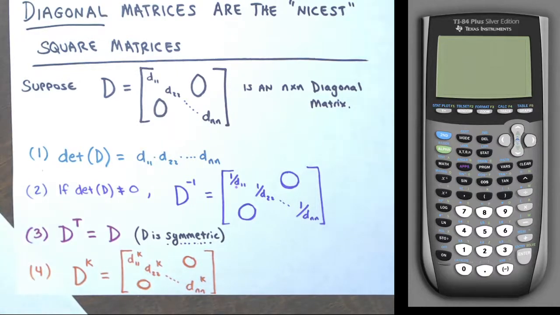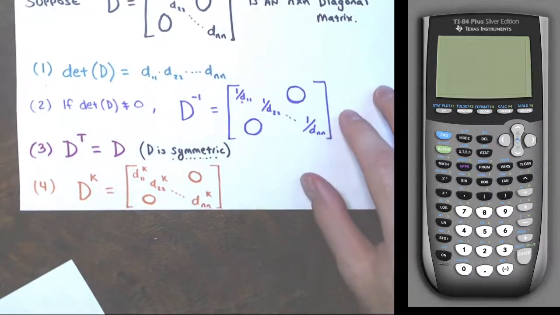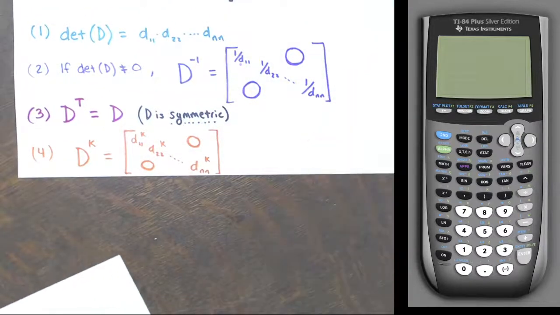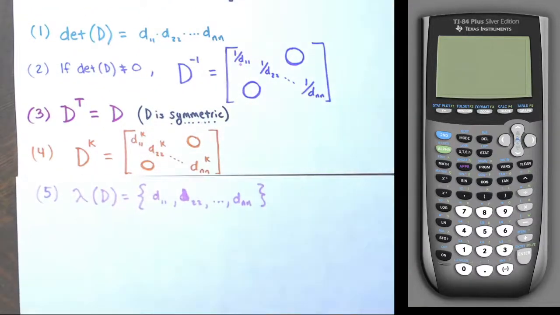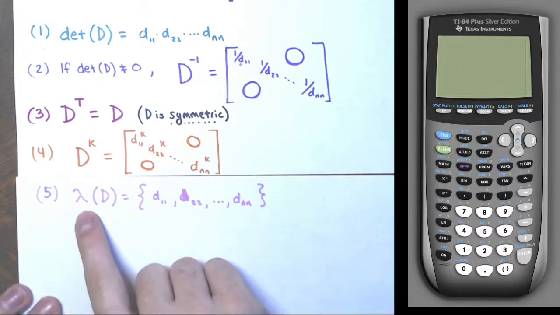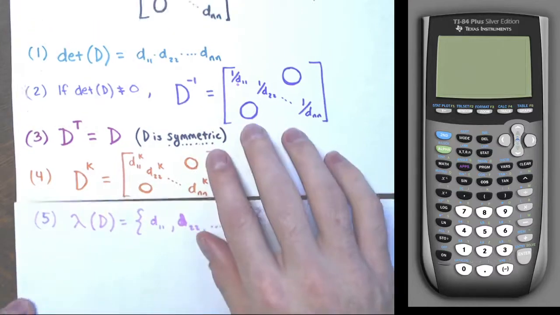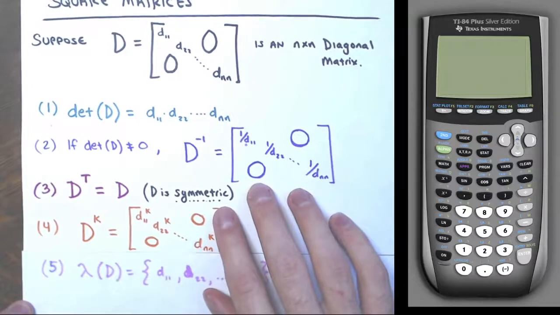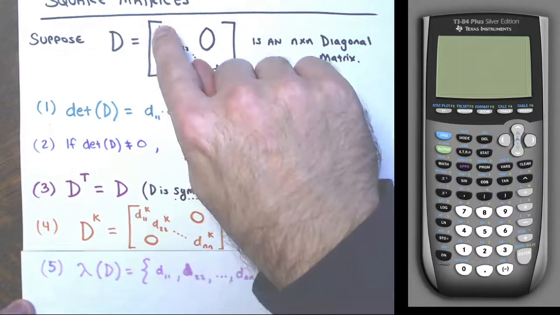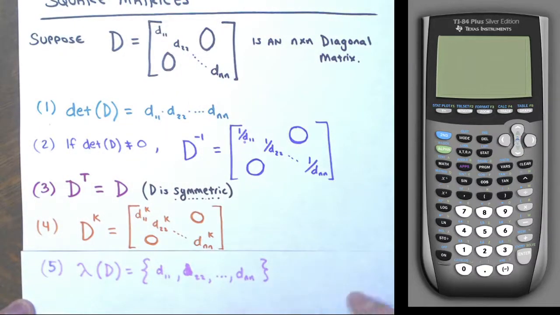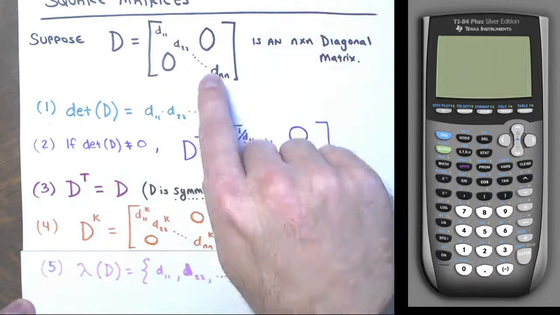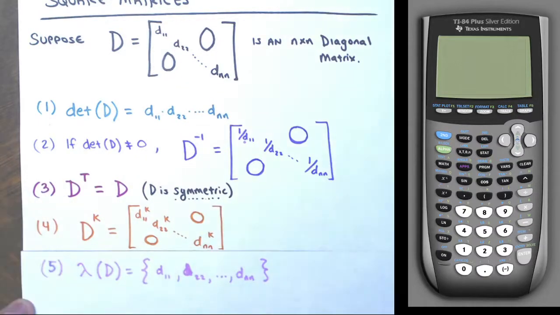And finally, again, I'm sure there are other properties that I'm not stating here. But the spectrum of a diagonal matrix is just the set with the values down the main diagonal. Remember, the spectrum is the set of all the eigenvalues, and the eigenvalues of a diagonal matrix are just the values down the main diagonal. So the set with D11, D22, up to DNN.